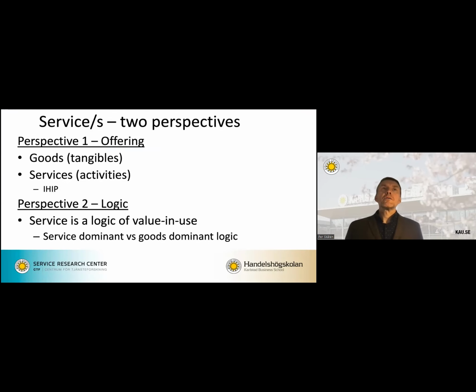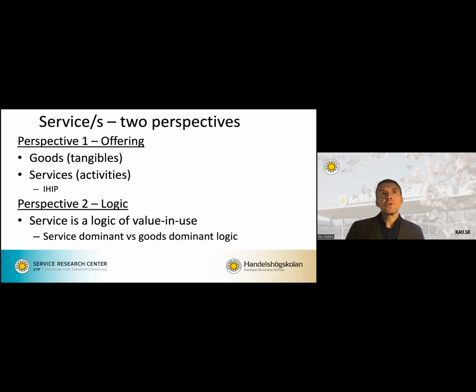I think most of you are familiar with service research, but if we should summarize 40 years of service research in one slide, this would be my summary. So we have 2 perspectives here on services. One that perceives services as an offering, where goods are distinguished from services then. So we have goods, which is one type of offering, implying tangibles, and we have services that implies activities then. And the particular definition of services that was dominant for a long time in service research was the IHIP definition, which said that services are like goods, but they are intangible, heterogeneous, the production and consumption is inseparable, and they perish after they have been used.